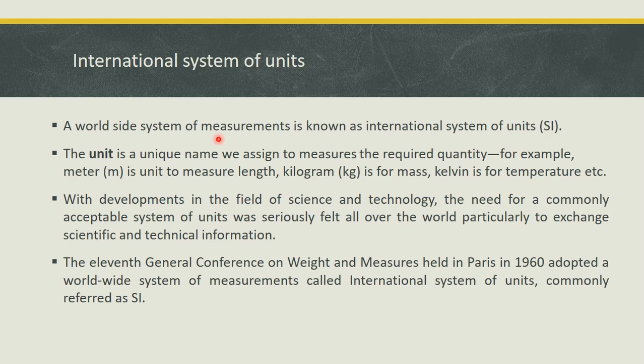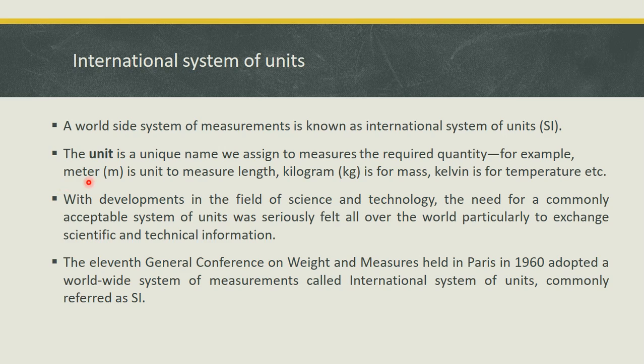So measuring a mass in kgs, there are some local units, like we can measure mass in pounds as well. In the British system, mass is measured in pounds. We measure in ounces, and in some other quantities. But there should be a worldwide system. That is why SI units are to be made. So a unit is a unique name that we assign to measure the required quantity.